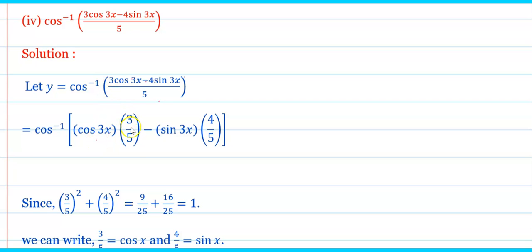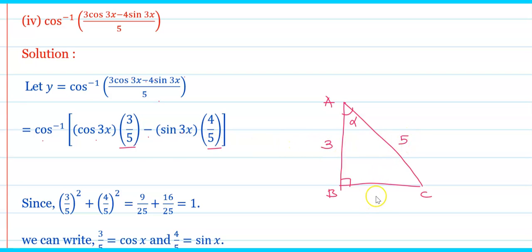Cos of 3x into 3 by 5 minus sin of 3x into 4 by 5. Now, cos has come outside, so this must be cos and this must be sin. Then I will draw here the right angle triangle. Okay, this is the triangle ABC. The expansion must be of cos. Now if I take this angle as alpha, since this must be cos, this must be 3, this is the 5 and this must be 4.